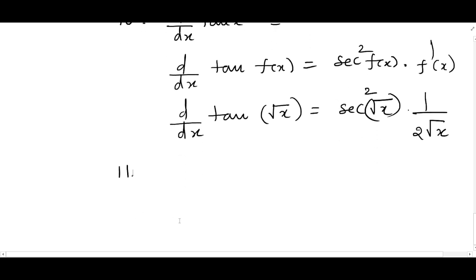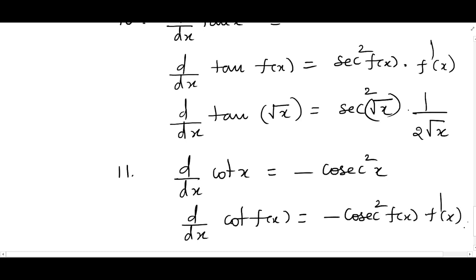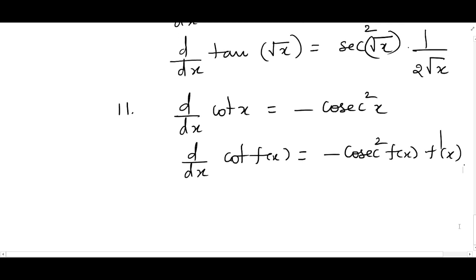Next formula, the derivative of cot x is minus cosec square x. Similarly, the derivative of cot f of x is minus cosec square f of x into f dash of x. So in this way we can find the derivatives of trigonometric functions which are not only with x, but which are functions of x as f of x.